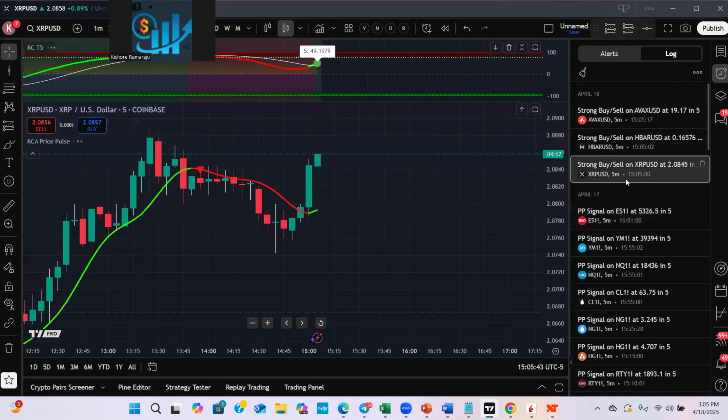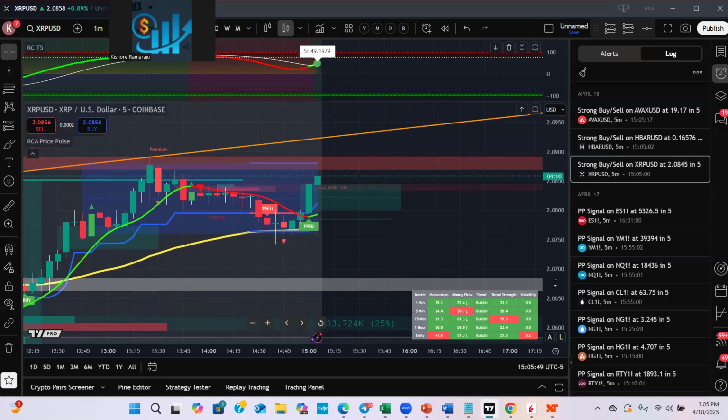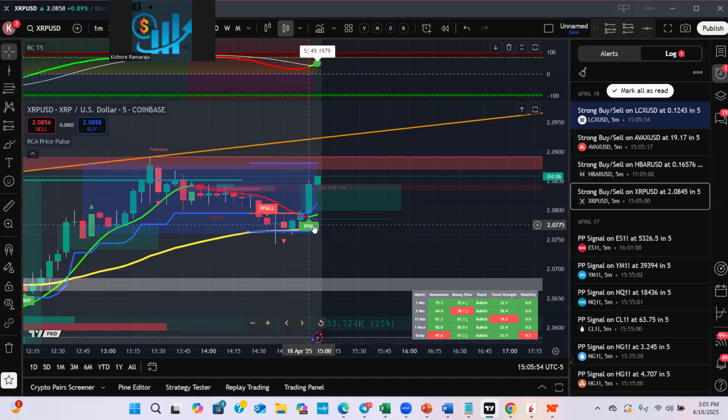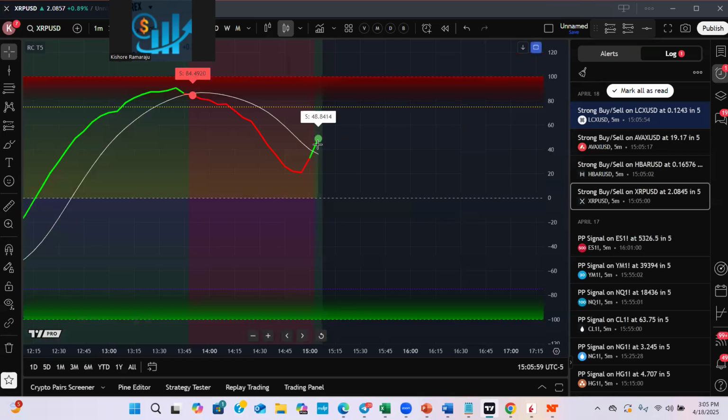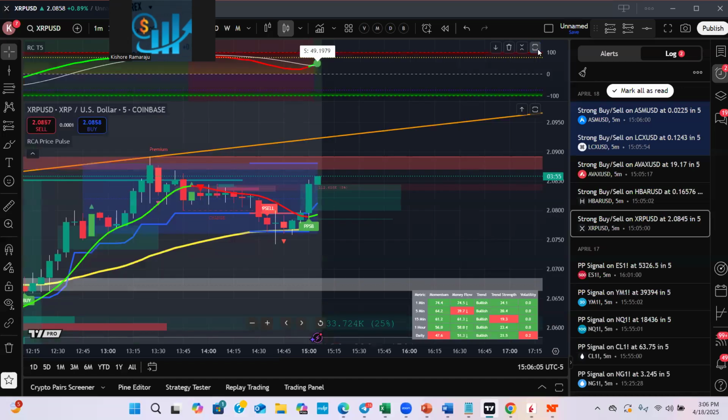So now I got a strong buy, strong sell on XRP. Do you think it is a good opportunity? You got a price pulse strong buy, right? You got a nice green dot. There is a nice gap. Gap is forming between both.